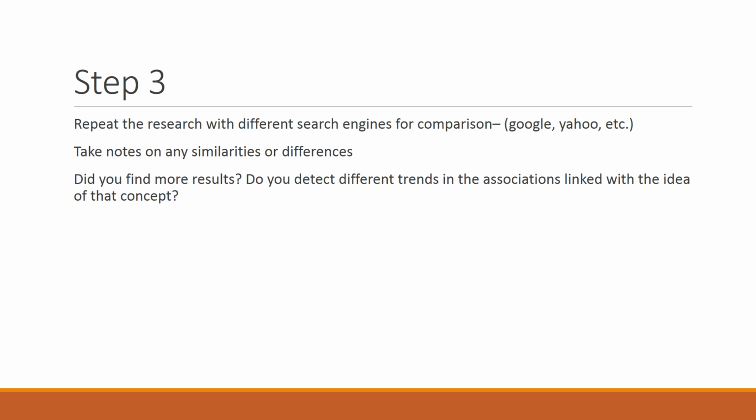Repeat this research with different search engines for comparison. You may find different results when you look in Yahoo versus Google, for example. And then you'll take a note. Did you find more results? Are you seeing the same associations? For example, if I'm looking at beauty, do I see it mostly linked with the idea of youth and makeup, or with health, or with nature? What am I seeing a lot of?